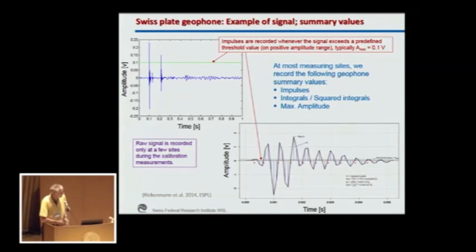And apart from this, you see here some other summary values which we use. We also recorded the integrals under the signal. In later applications, we use the square integrals, thinking that this summary value could tell us something about the energy that is delivered to the plate with this technique. And we also record the maximum amplitude.